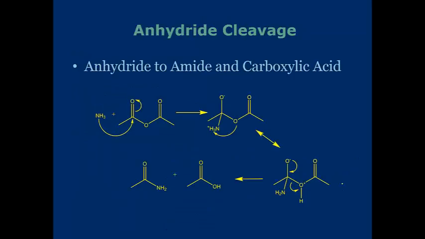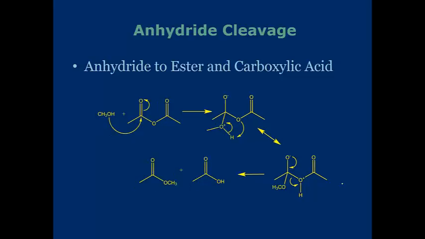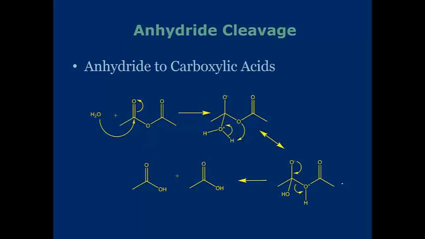There are three types of anhydride cleavages, and they all have the same mechanisms. The first we'll talk about is anhydride to an amide and carboxylic acid. This cleavage is propagated by the attack of an NH3, and the mechanism is listed below. When you cleave an anhydride to an ester and a carboxylic acid, this cleavage is constituted by the attack of an alcohol. And the last cleavage is simply when water is the attacking nucleophile. This creates two carboxylic acids.